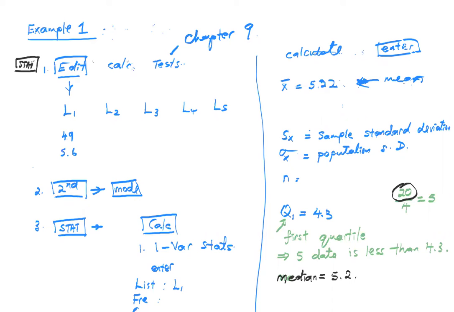Half, 10 data is less than 5.2. Or I can say 10 data is more than 5.2. So that is how you interpret. Okay, now in this case.